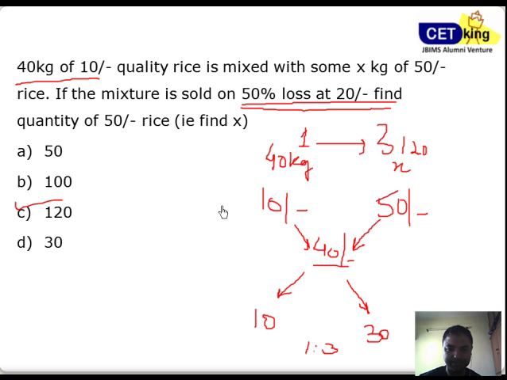Fine. So this is the kind of question you can expect if the mixture is sold at a 50% gain or 50% loss. So if you open up the books, you'll find all these kinds of questions. So that is your target.